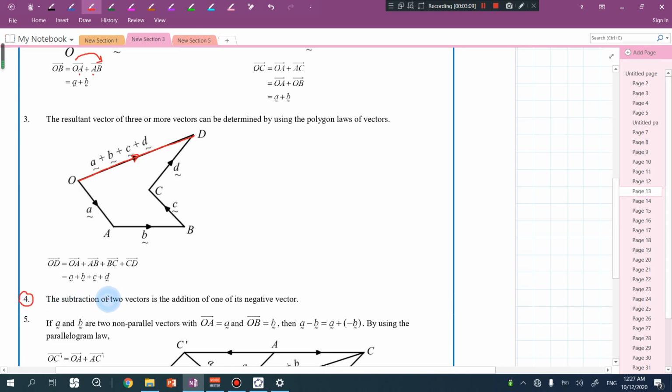Now let me explain to you this one, the subtractions. Just now we talked about plus, right? Now we talk about subtractions. The subtraction of two vectors is the addition of one of them to the negative of the other.